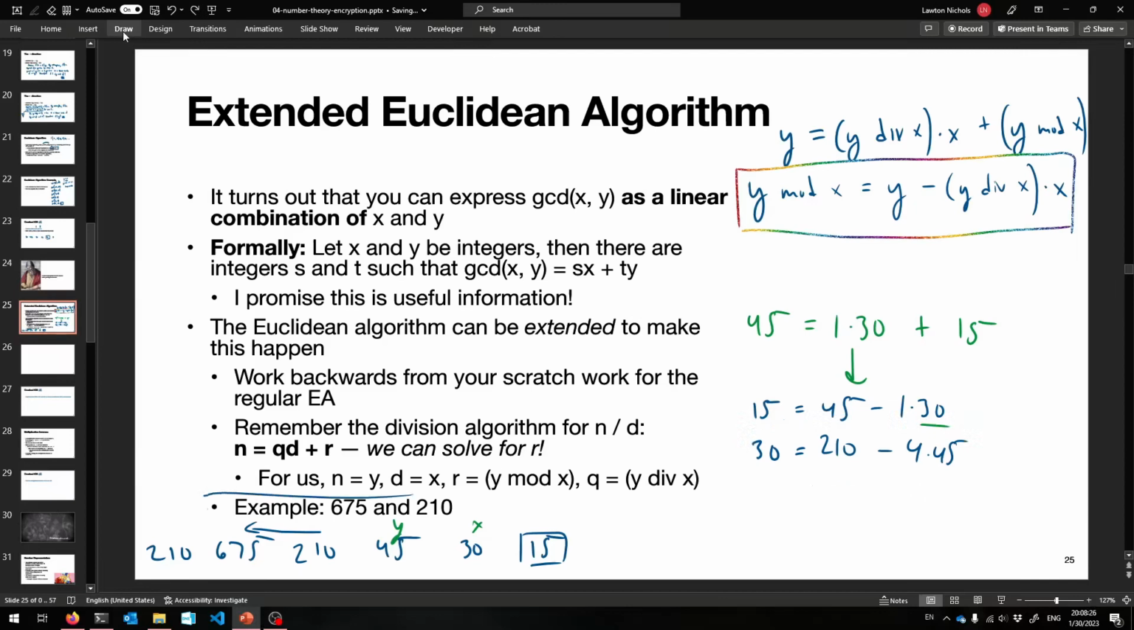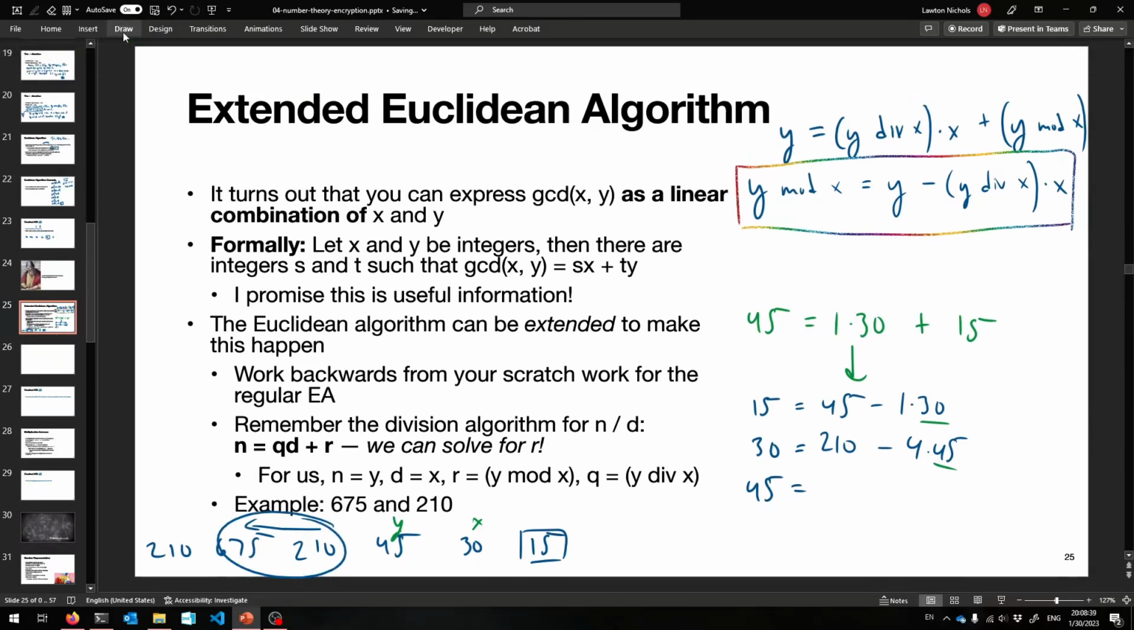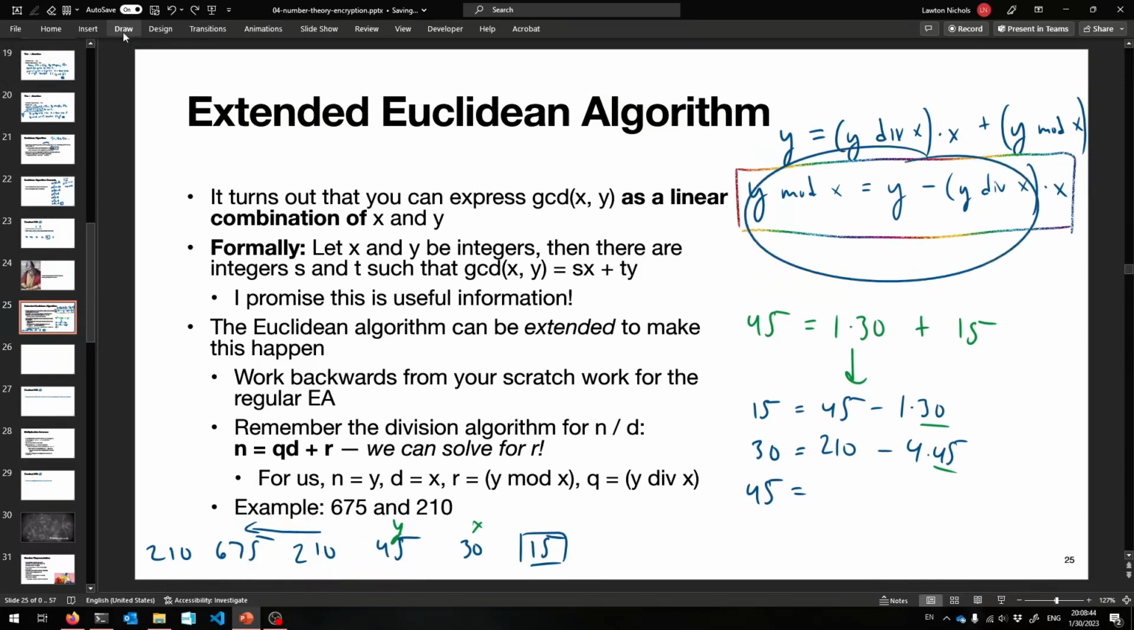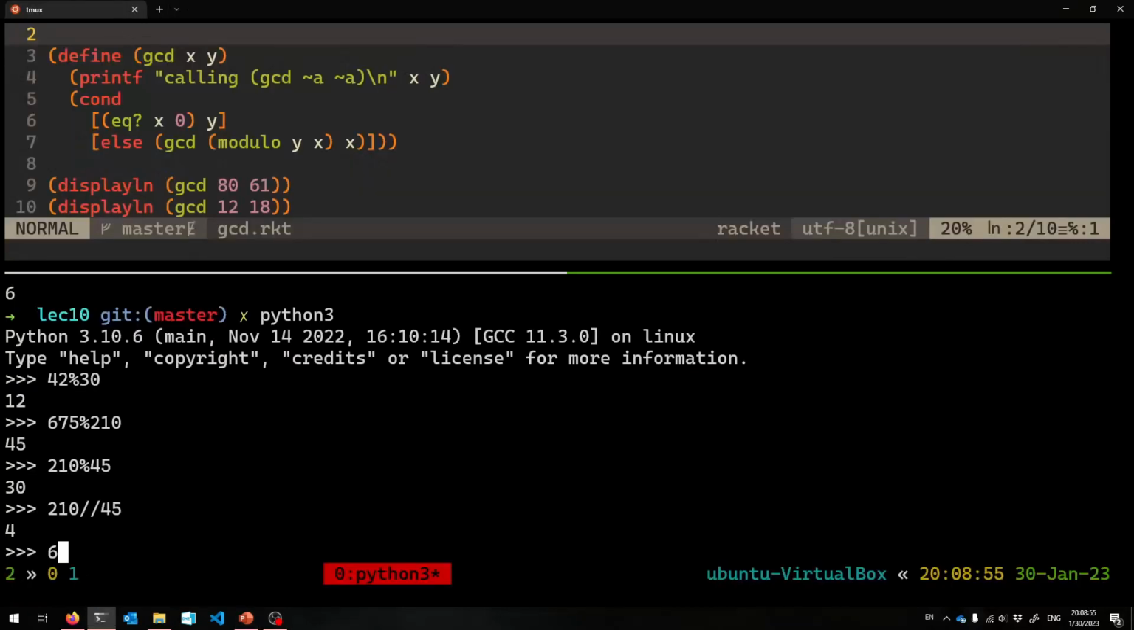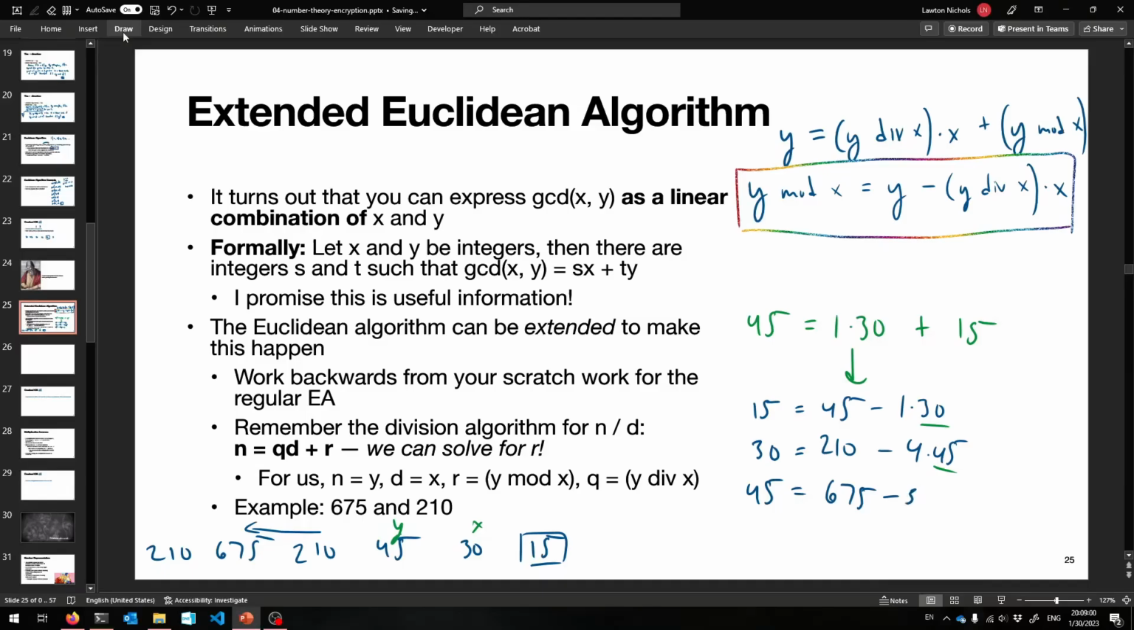Now let's do the same for 45 involving 675 and 210. 45, because then I can plug that in right here. See how that keeps working? What is 45? Well, it's a linear combination of 675 and 210 because I had to modulus those two to get the answer. So 45 is equal to, following this idea, 675 minus that quotient, y div x, so 675 div 210. It's 2 slashes in Python, so it's 3 times 210. That gives me 45, my remainder.